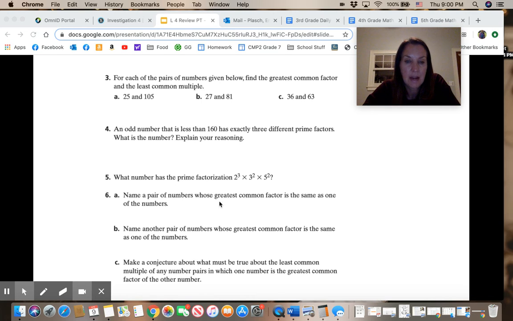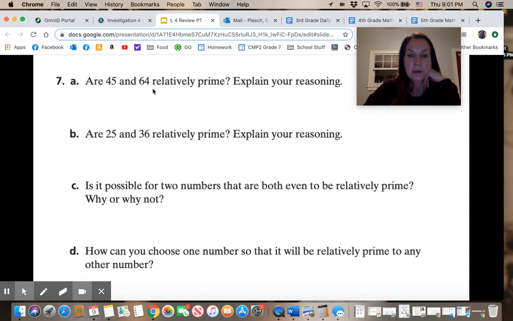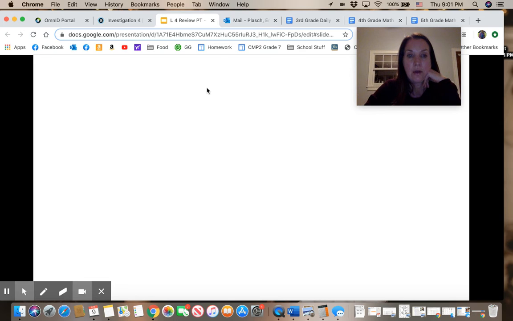Name a pair of numbers whose greatest common factor is the same as one of the numbers. That's what we just talked about in the homework from yesterday, or in the classwork from yesterday. Again, if the numbers are big, you may use a calculator, or maybe try it and then check your work with a calculator. And let's see, the next page is 7. Are they relatively prime? What does relatively prime mean again? They only have 1 as a common factor. And that's all you have for the review.